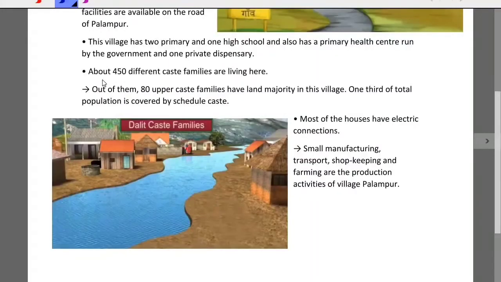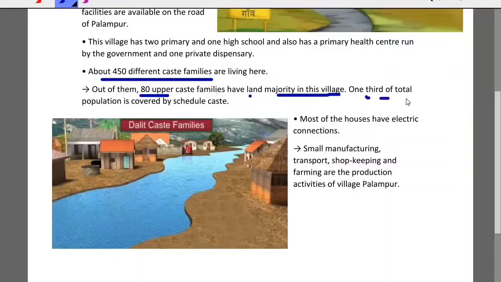Out of these 450 different caste families, 80 are of upper caste. 80 are of upper caste. And these 80 upper caste families own the land. Majority of the land in the village, meaning most of the village land, is with whom? With these 80 upper caste families.